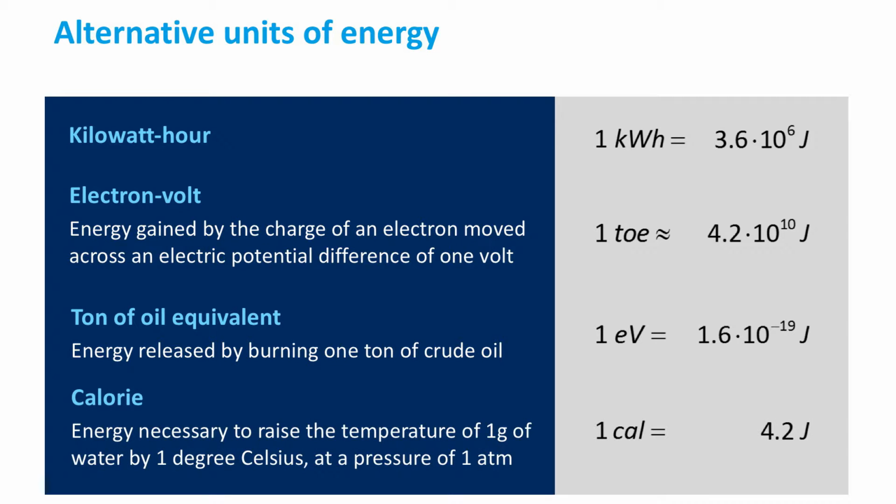Finally, in the food industry, the unit of calorie is used. 1 calorie is defined as the amount of energy required to raise the temperature of 1 gram of water by 1 degree Celsius at a pressure of 1 atmosphere. 1 calorie equals 4.2 joules.